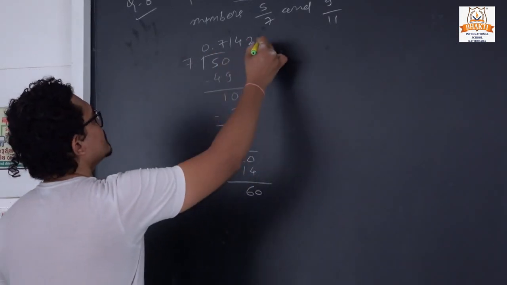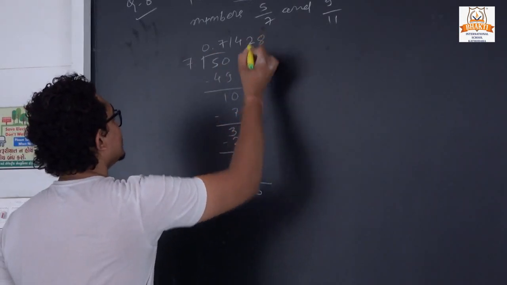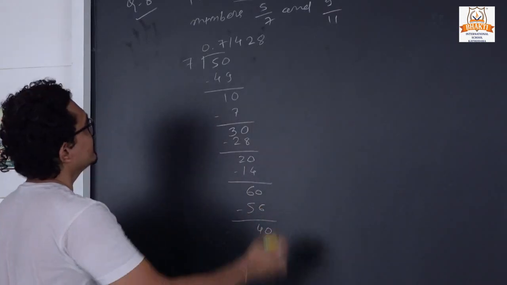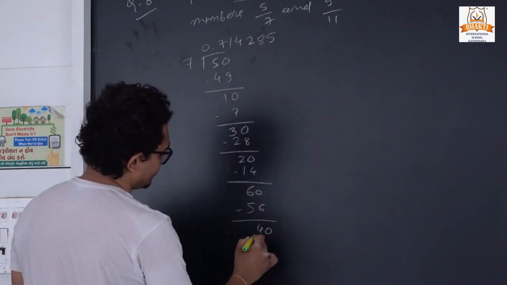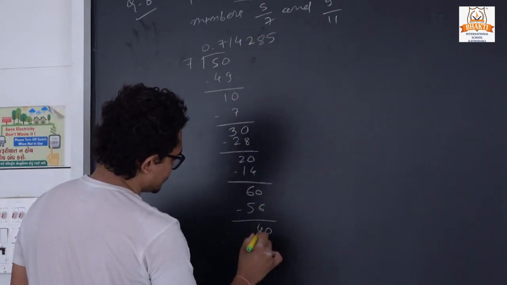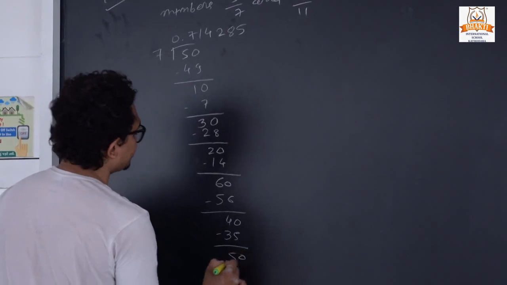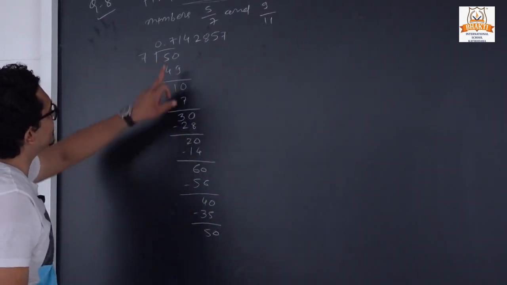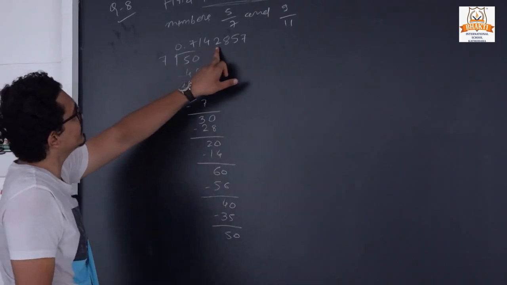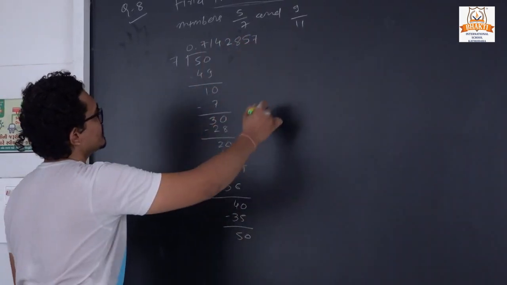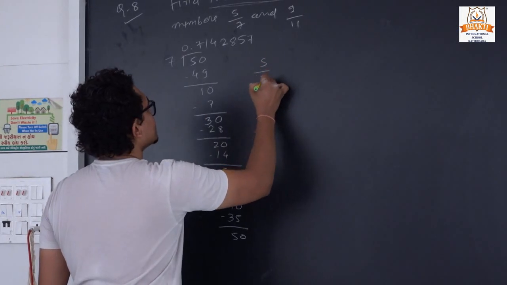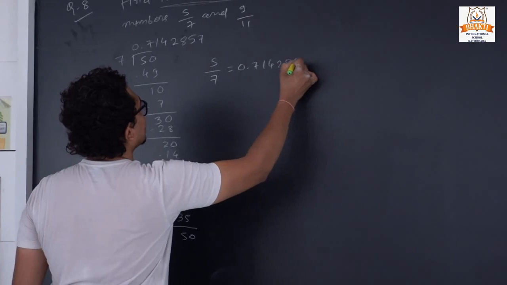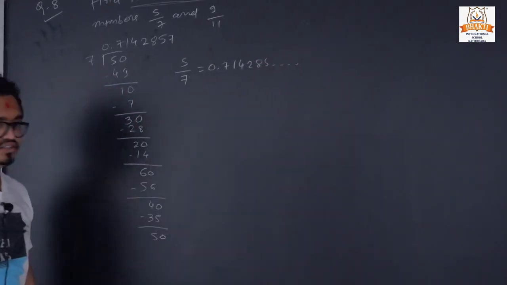Then 7 8s are 56. So 4 as our remainder. Then 7 5s are 35. So 5 as our remainder. Then 7 7s are once again 49, leaving 50. So it means what? These digits are repeated. So we can write 5 by 7 is equal to 0.71428, and it will be continuous.